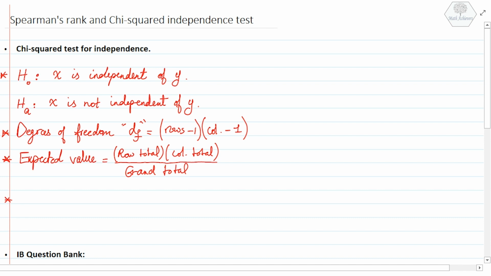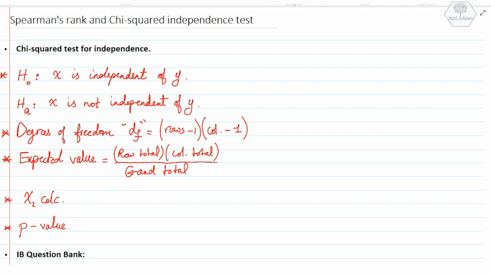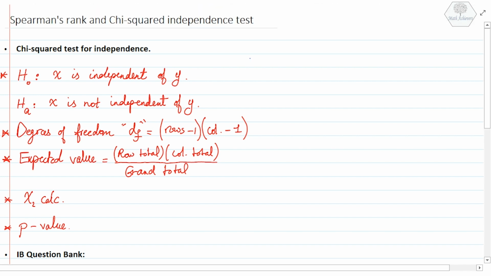In our test, we need to find the chi-squared calculated, or we can refer to it as the chi-squared statistic. Also, we need to find the p-value. And after finding the chi-squared calculated and the p-value, we need to compare them. First, we need to compare the chi-squared calculated with the chi-squared critical value, which is always given in the question.